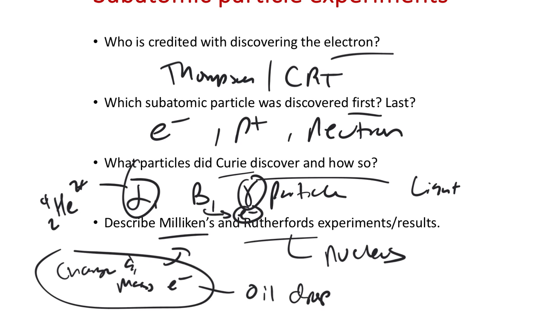And so oil drop, Millikan, charge and mass of the electron, the actual discovery of the nucleus through the alpha scattering experiment of Rutherford, shooting the alpha particle from Curie's experiment at a piece of gold and seeing that they all didn't go straight through the gold.